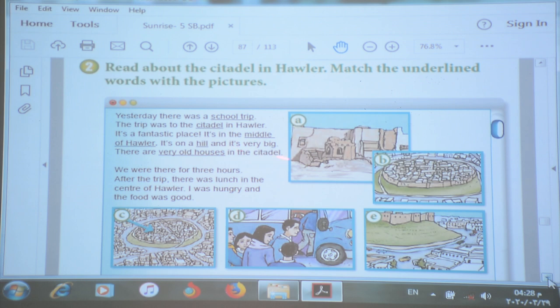And is it very big? Yes, it's very big. Look here. It's a very big citadel. There are very old houses in the citadel. Look at here. There are many old houses. We were there for 3 hours. How many hours? 3 hours. After the trip, there was lunch in the center of Hue. I was so hungry and the food was good and delicious.